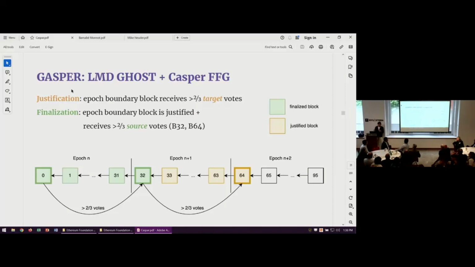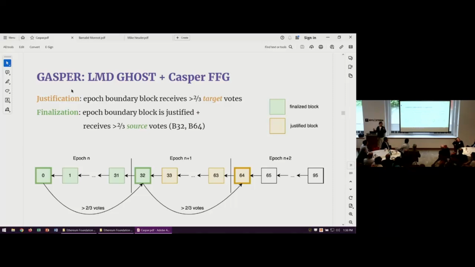Now, how do you finalize? To be finalized, you need to be justified, just like we justified 64. 32 was justified at some point. And then it also needs to receive at least 2/3 source votes. Now, source votes are similar to target votes, except that in epoch n+2, you're going to say, my target vote is 64, and given that 64 is a child of 32, and 32 is justified, I put my source vote on block 32, with the caveat that it needs to be a parent of 64.